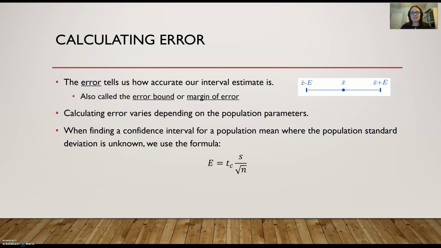We're looking at a mean today, so here is the error formula for a mean with an unknown population standard deviation, which is pretty typical. If I don't know the population mean, I probably don't know the population standard deviation. But I will know the standard deviation of my sample, so I can use that instead.